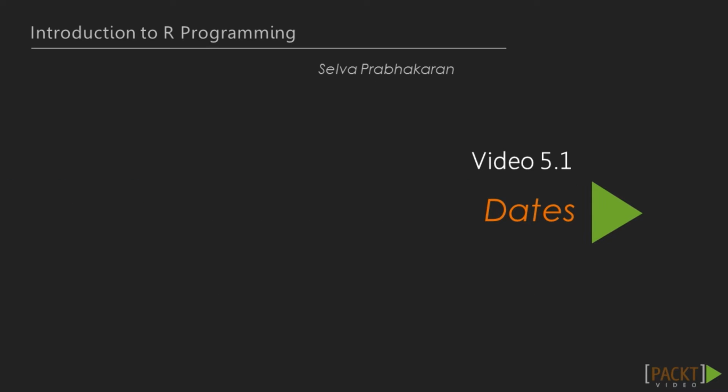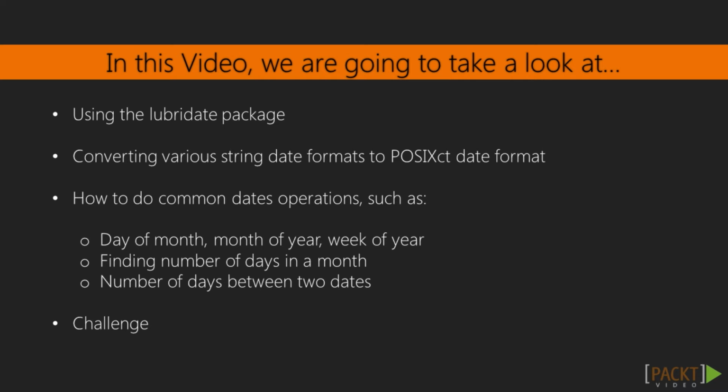If you just use character strings to represent dates, you are at a big disadvantage. In this video, we're about to learn one of the most effective ways to handle dates in R. We'll take a look at how to use the lubridate package to perform various date operations, such as converting various string date formats to POSIXct format. Then we will see how to perform common date operations, such as finding the day of a month, number of days in a month, the number of days between two dates, etc. Finally, we'll tackle a mini challenge.